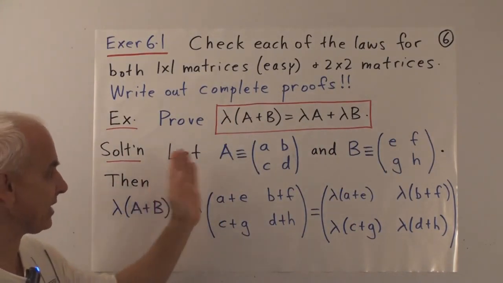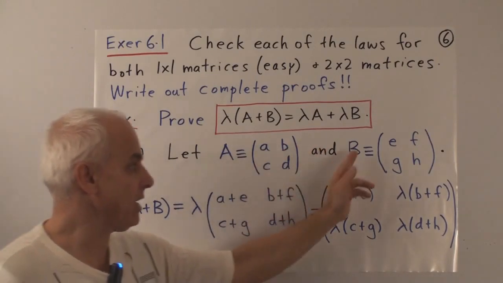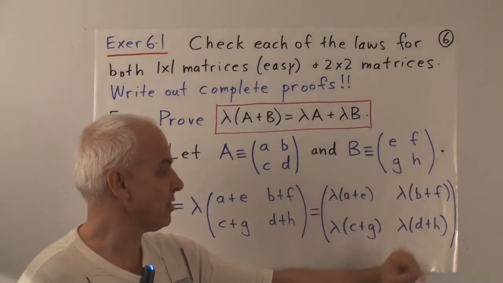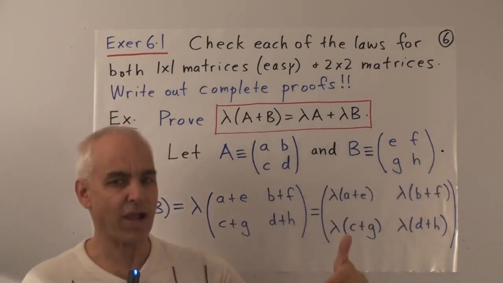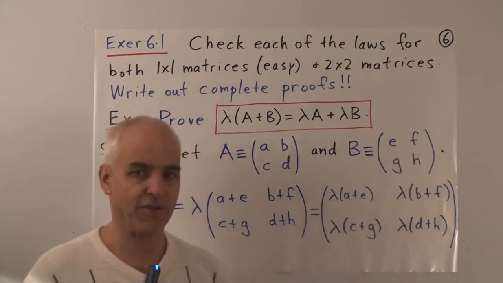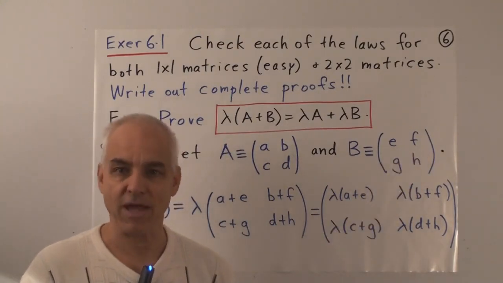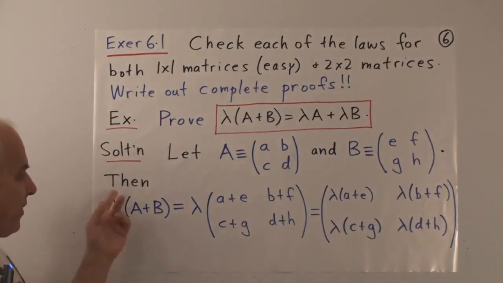So we start out by saying, let A be the matrix A, B, C, D, and B be the matrix E, F, G, H. Period. That makes that a sentence. We try to write sentences starting with capital letters, ending with periods, even when we're writing proofs for mathematics. We try at least.